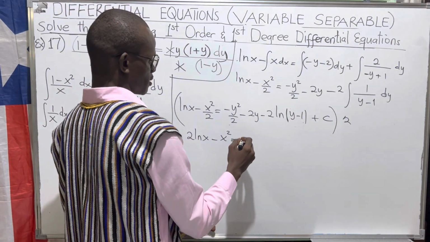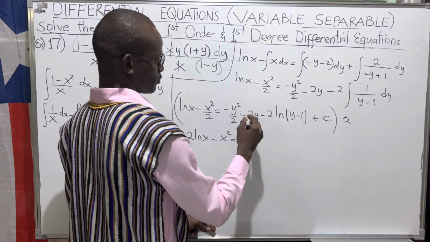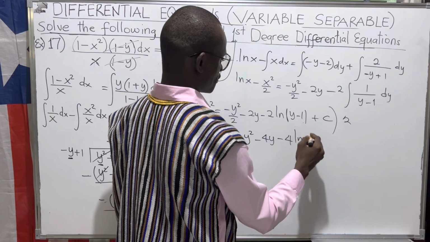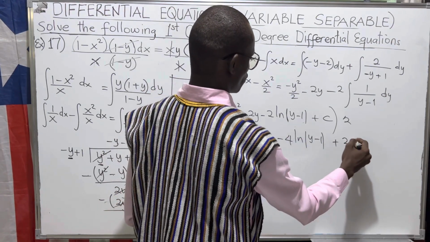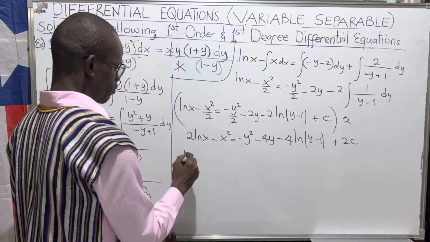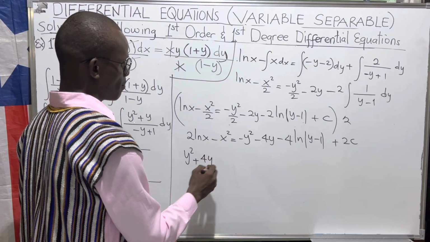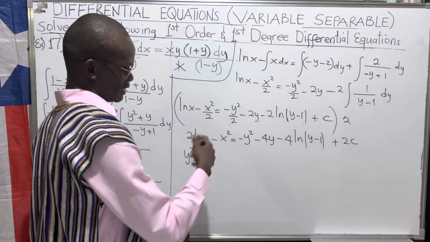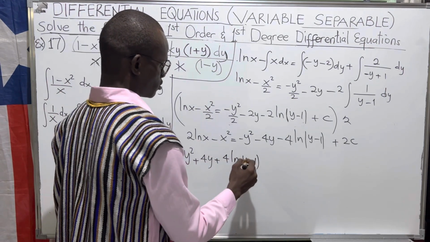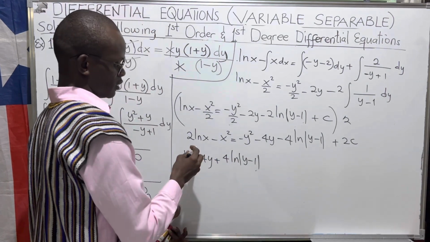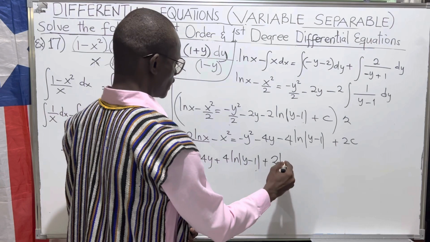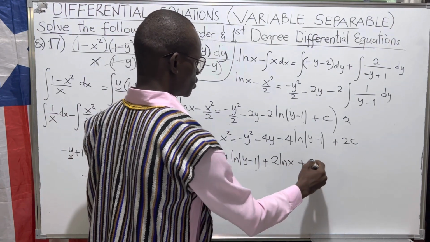So this time this is minus y squared. This is minus 4y. This is minus 2 times 2, that's 4 ln of y minus 1, plus 2 arbitrary constant. Further, let's bring this y term across. So y squared is positive now, positive 4y. Then we bring those expressions to this side, so we have positive 4 ln of y minus 1. All the terms have now been sent to this side, plus 2 ln of x plus 2 arbitrary constant.